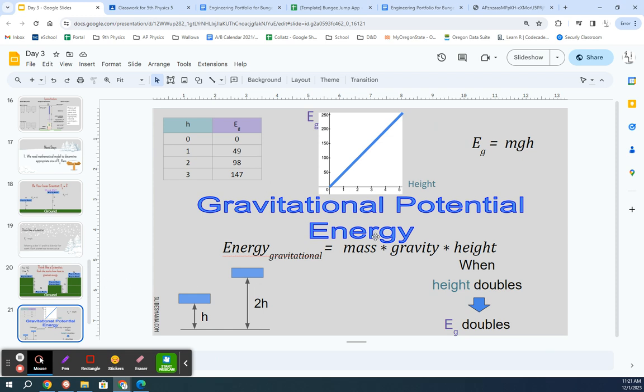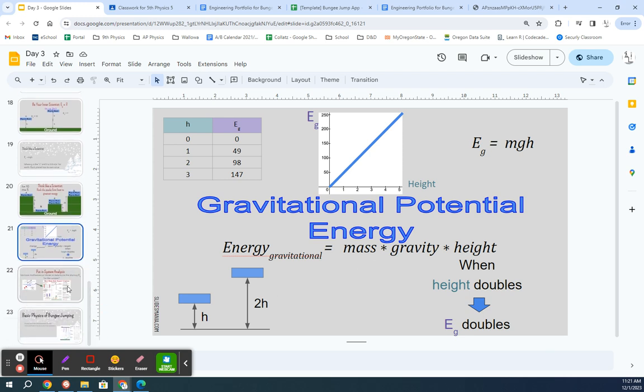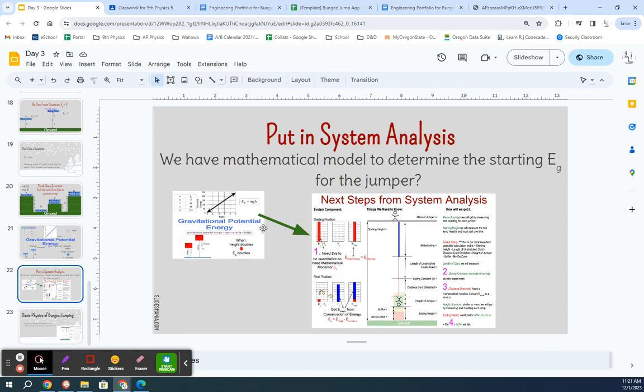So gravitational potential energy, again, we have the equation energy, gravitational, is equal to mass times gravity times height. And again, I was just cheating and using 10 instead of 9.8, just for those quick back of the napkin type of calculations. We will want to use 9.8 when we're doing anything official. All right.